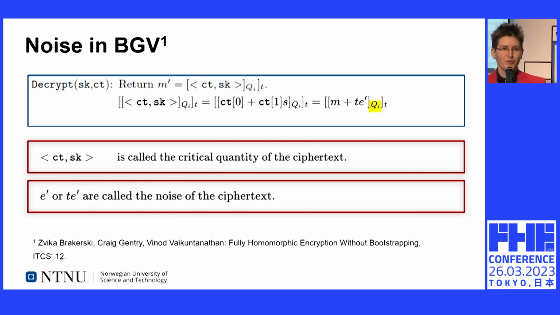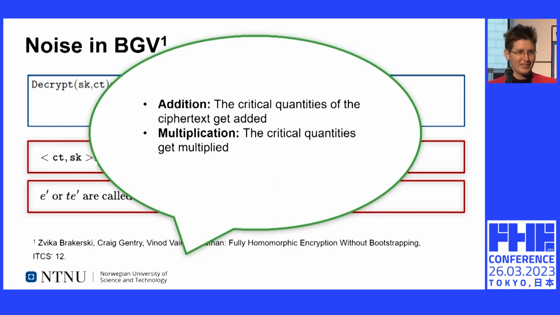Now, if BGV was a normal scheme in the sense that we encrypt something to a ciphertext, it sits patiently around and waits for it to be decrypted, then this would be no problem, because we could set our parameters at the beginning so that we don't get a wraparound modulo qi, and everything would be nice. However, BGV is not normal in this sense, and the whole point of FHE schemes is that ciphertexts do not sit around patiently and wait, but that they get modified.